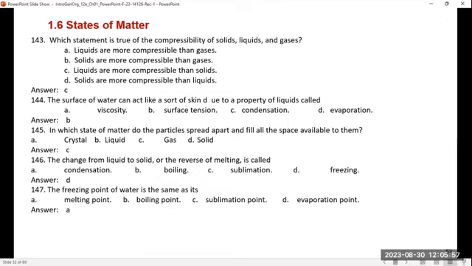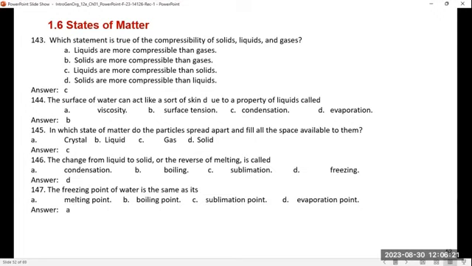What is evaporation? Evaporation is liquid going to a gas. Sublimation is solid going to a gas. Evaporation is liquid turning into a gas. D is the correct answer.